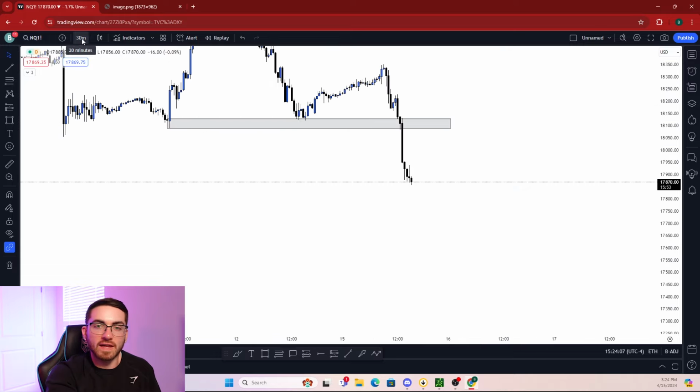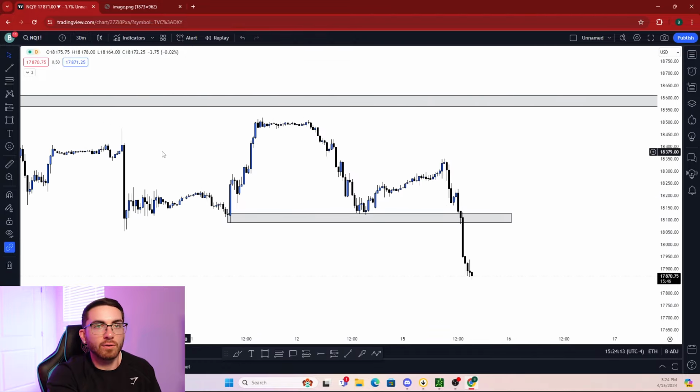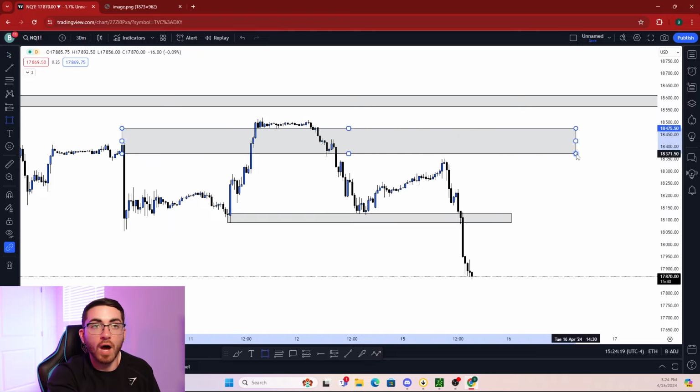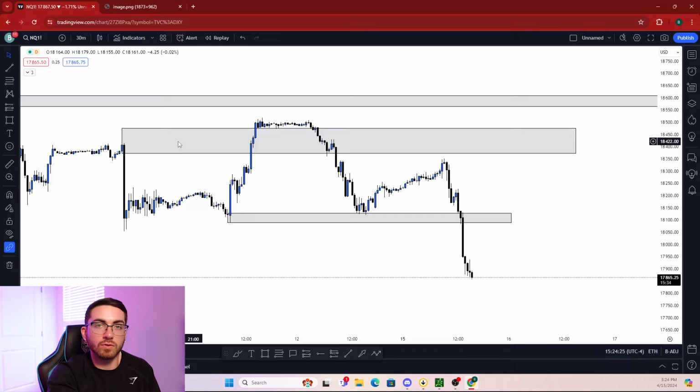The one thing that I'll say that I don't like about supply and demand is sometimes it can be like a larger zone that you have to watch. Like there was one, I think it was over here on NQ. I mean, this is a pretty large 30-minute zone that you would have to watch. So that's the one downside to using supply and demand.